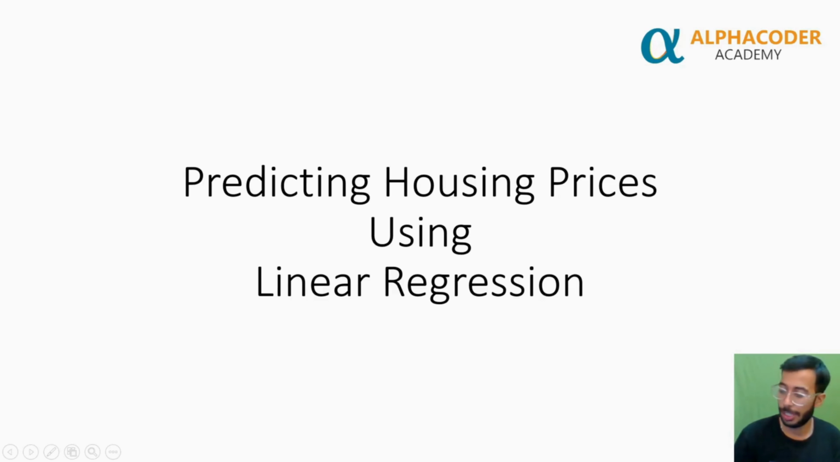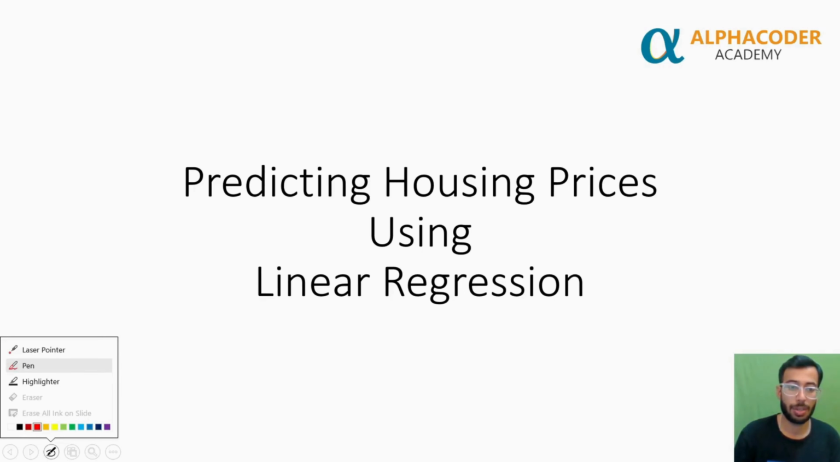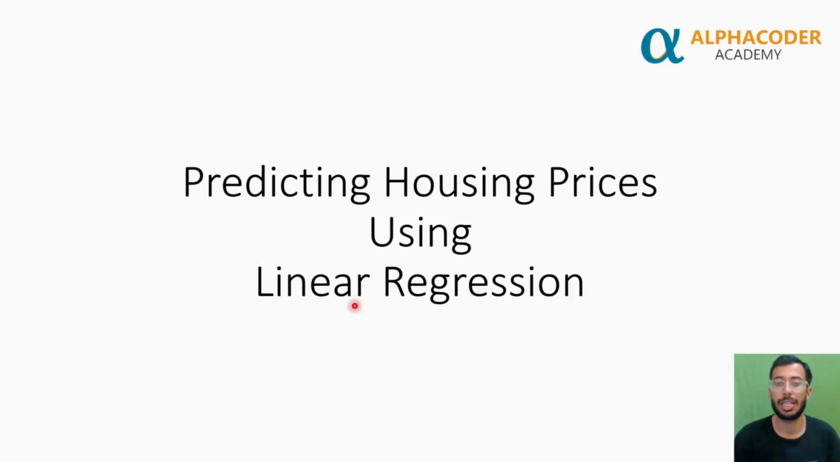Now in this particular video we'll be talking about a very important algorithm, that is linear regression. Linear regression is one of those algorithms that any beginner can take as a starter algorithm for getting their hands on machine learning. We will be trying to solve a very important and very popular problem of machine learning, that is predicting the house prices using linear regression.